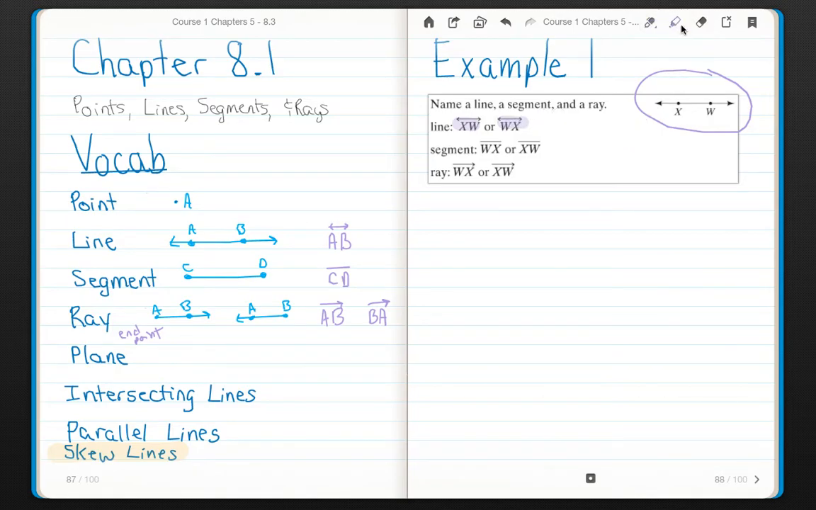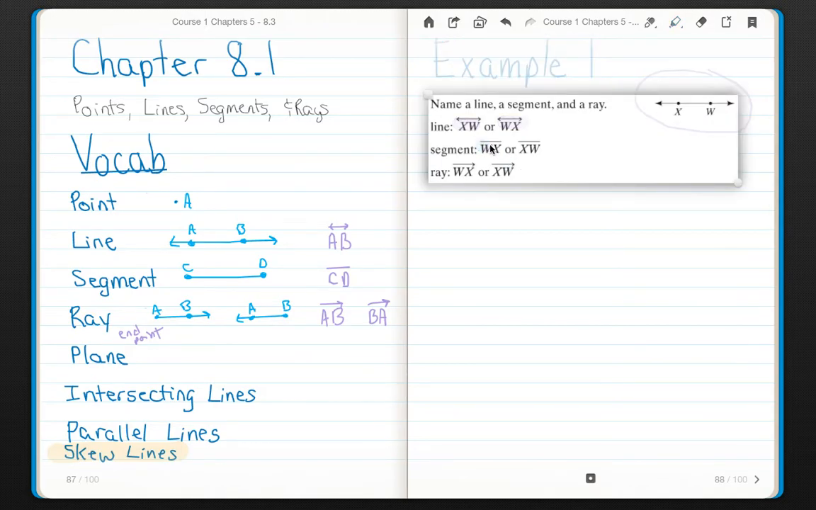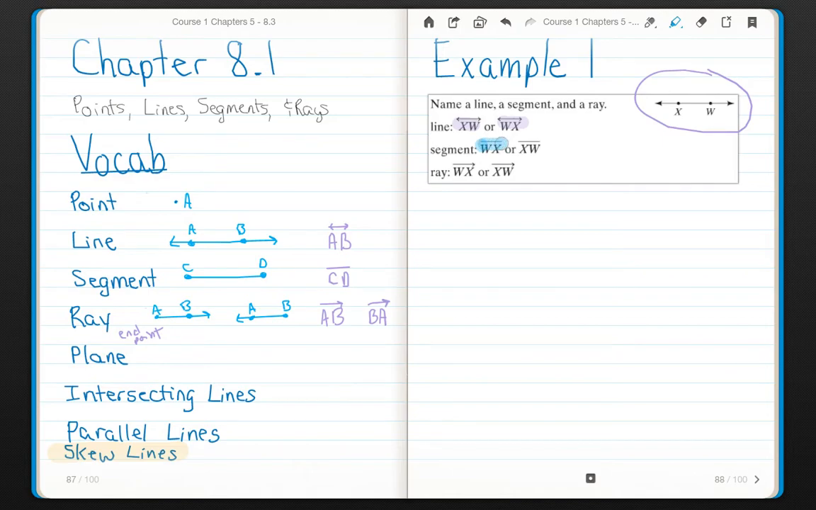The segments work the same way. Just remember the segment symbol is a little bit different. The segment symbol is just the line, so I can have segment WX or XW. Just don't forget the symbol above it. The symbol is very important. That symbol tells me whether it's a line, a segment, or a ray.